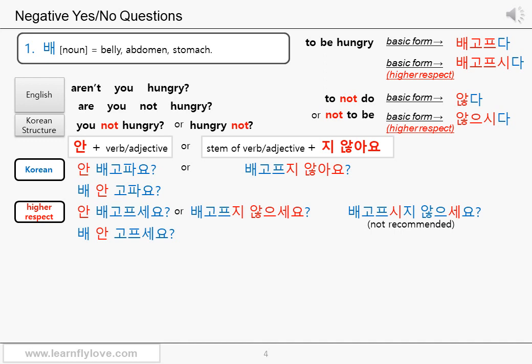Let's see the English sentence then. Aren't you hungry? Are you not hungry? The subject you must come first, and then not hungry or hungry not will come at the end of the sentence. It's a simple sentence. There's nothing difficult about it. Hungry is an adjective in Korean too. The basic form is 배고프다.